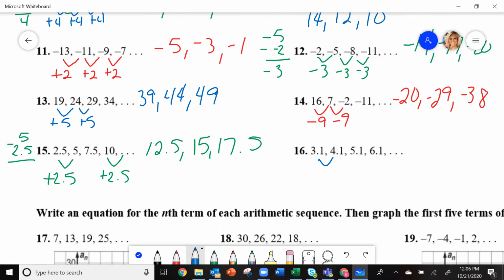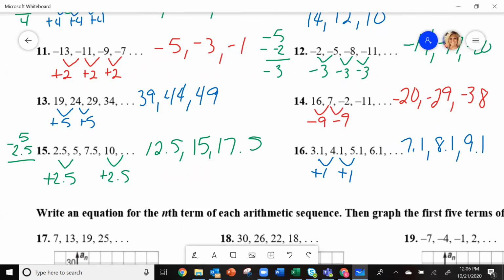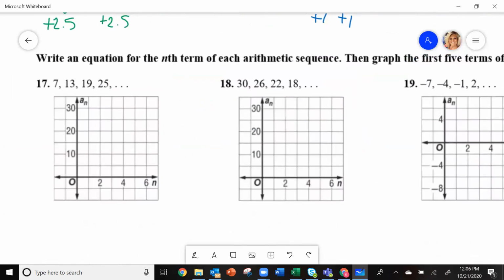Number 16, you're increasing by 1. So you would have 7.1, 8.1, and 9.1. Okay. These we really haven't seen the way they're asking it.